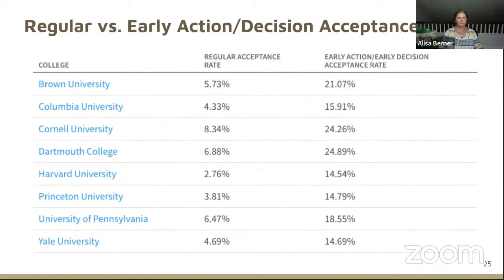Make sure again on these early ones that you're complete, everything's set, and you're good to go, because they're only going to review it once. A lot of times if you are not accepted in that early review, you're rejected. Sometimes they'll roll you over to regular, but not necessarily. So I really caution you on this.